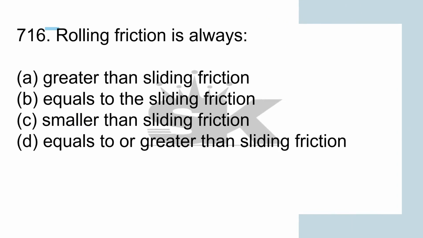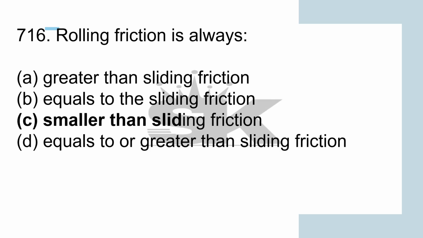Rolling friction must always be less than sliding friction. Okay, because in order for the object to roll, the force of friction between it and the surface must be large enough to keep the object from sliding. Okay, so here the answer is smaller than sliding friction. Okay.